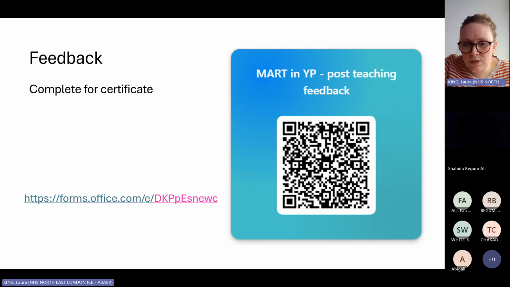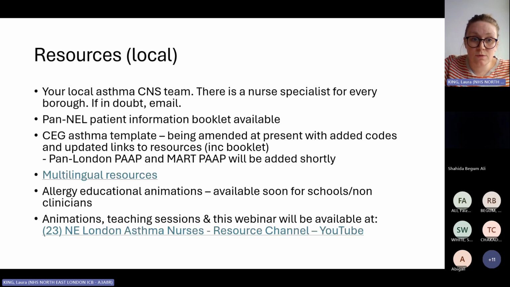And then just some resources, which I've already popped in the chat above. I think we've got some local resources, so your local team, of course. If you don't know who your local team is, pop me an email and I'll put you in touch. We have, as I said, CNS in every borough. We have a Pan North East London patient information booklet available.